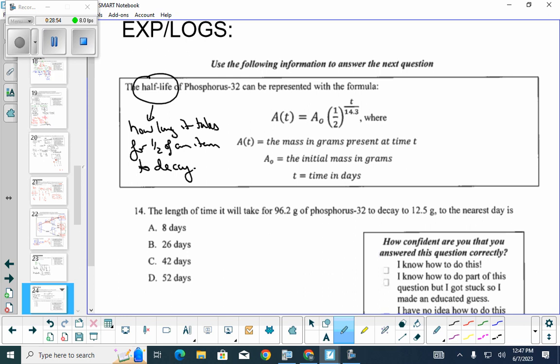So they give you the formula: A_T equals A_0 times (1/2) to the T over 14.3. Again, the formulas can look terrifying, but make sure you read the stuff underneath it. A_T is the mass in grams present at time T, A_0 is the initial mass, or AKA start, and T is the time in days. The way I worded it to you in class, I told you that this was the finish, this was the start, and this is how long it took to go from start to finish.